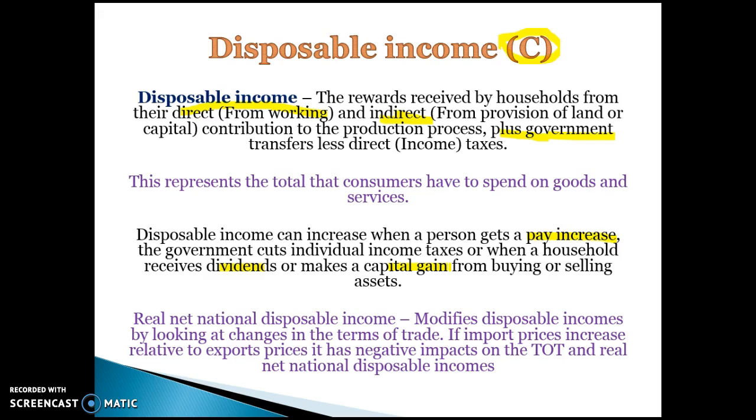Real net national disposable income is basically our disposable income, but it takes into account the terms of trade. We'll talk about that a little bit more in the next chapter. But basically, if import prices are increasing relative to exports, that can reduce our terms of trade. And if imports are more expensive, it also reduces our real net national disposable income because the purchasing power of our income is less. But for this chapter, the key thing is to be able to define disposable income and link it to aggregate demand through the consumption component of aggregate demand.